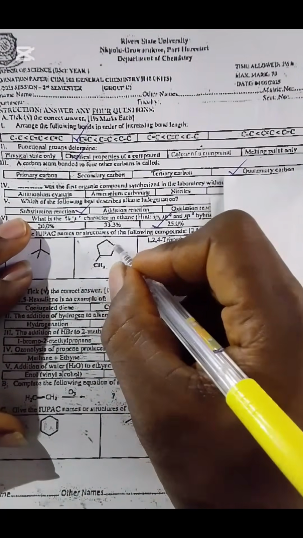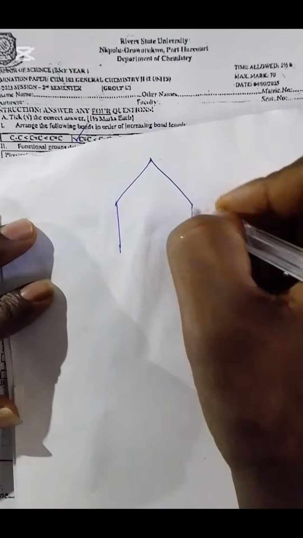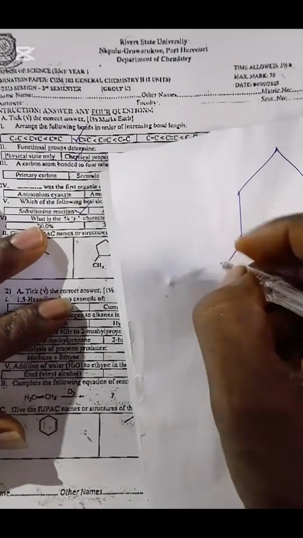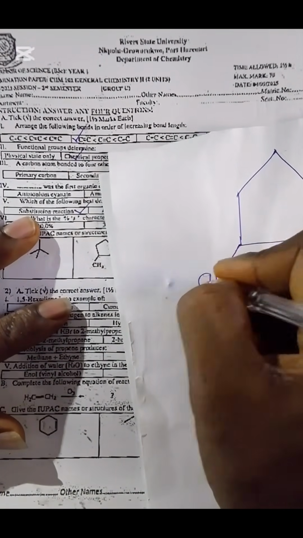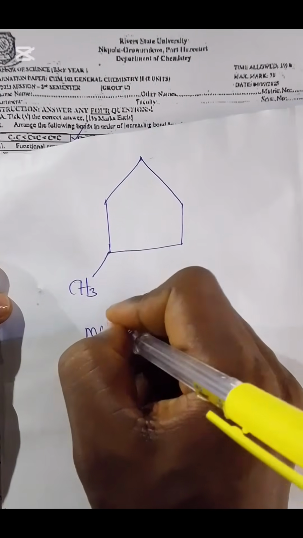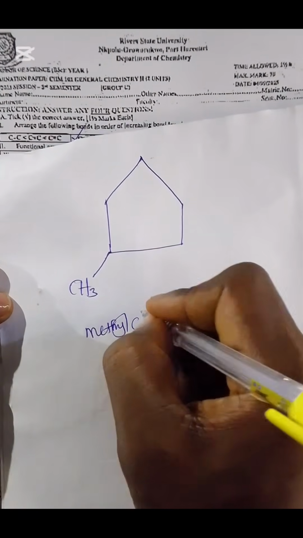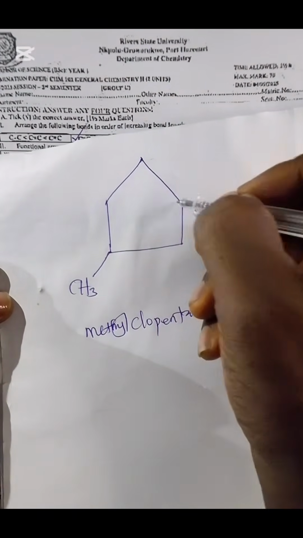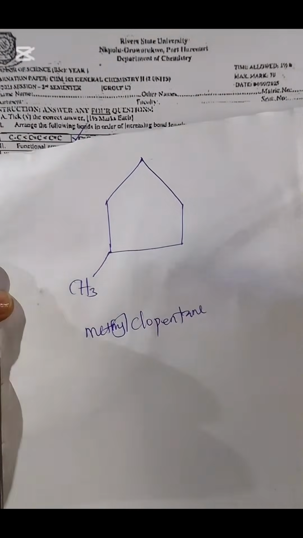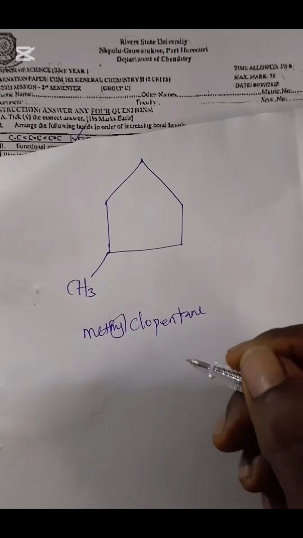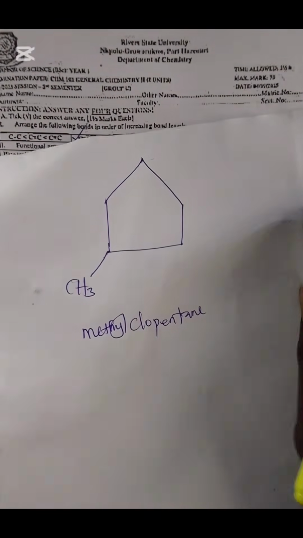1, 2, 3, 4, 5. Okay, over here we have the alkyl group, methyl, CH3. So this is methyl cyclopentane. 1, 2, 3, 4, 5 for pentane and methyl. So we have methyl cyclopentane. This is the same as 1 methyl cyclopentane. So the right name is methyl cyclopentane.